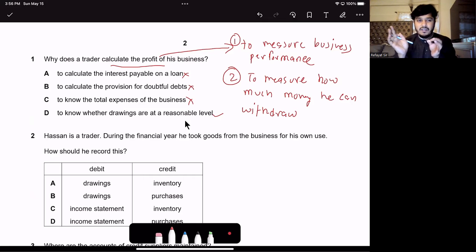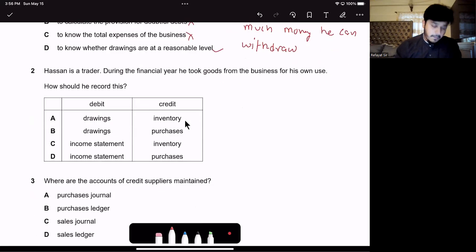For example, if a business makes a profit of $10,000, the owner can make drawings of 8,000, 9,000, highest 10,000. Withdrawing more than $10,000 is not good. It's not reasonable. Why? Because the business only made $10,000 profit. So drawings by the owner from a business is reasonable only if it's below the net profit.